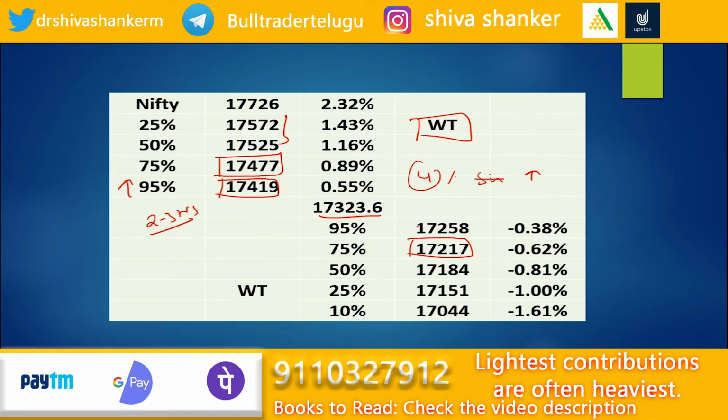If the market falls below the 17,258 level, and if it holds for 2 to 3 hours, then we can expect these levels. But this 17,217 will act as a good support level.